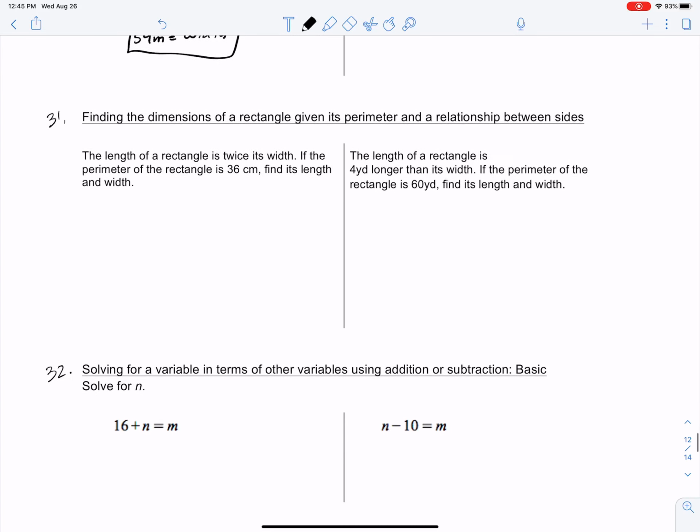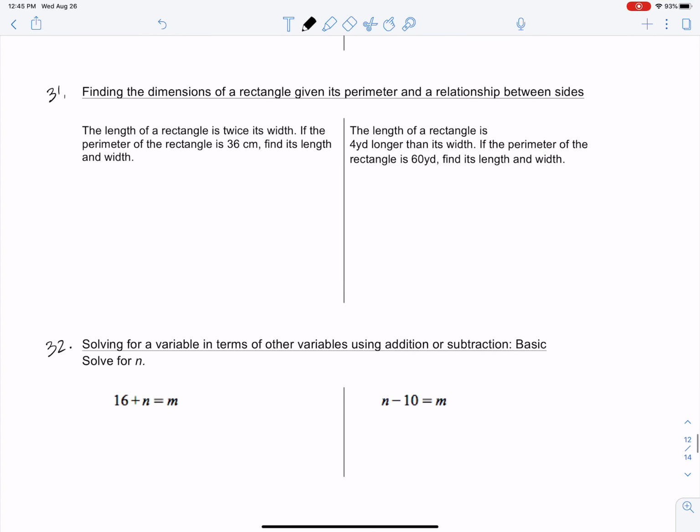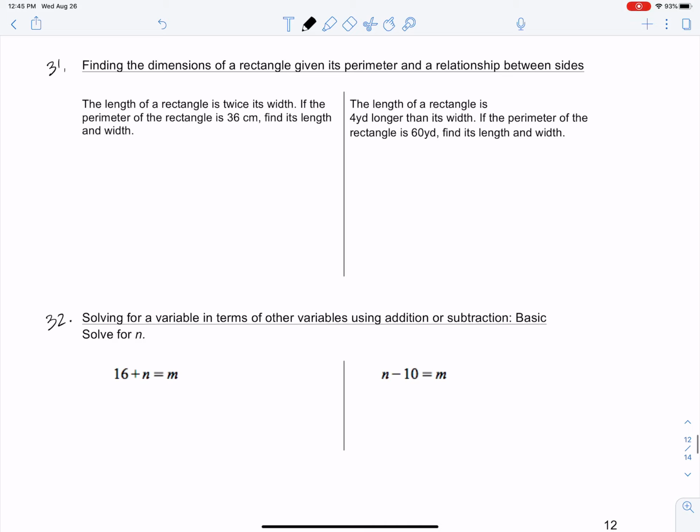Let's try number 31 here. Finding the dimensions of a rectangle given its perimeter and a relationship between sides. All right, so let's read this. The length of a rectangle is twice its width. If the perimeter of the rectangle is 36, find its length and width. Well, let's decipher this a bit here. It says the length of a rectangle is twice its width. The length L of a rectangle equals twice, which is 2, its width. Put W.